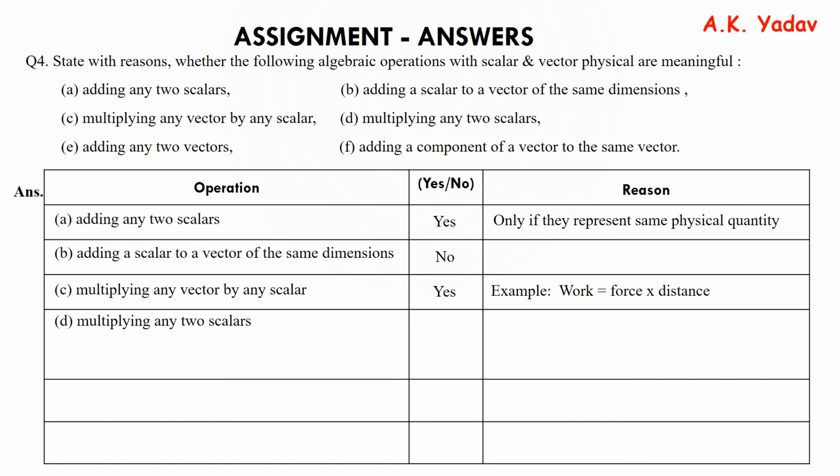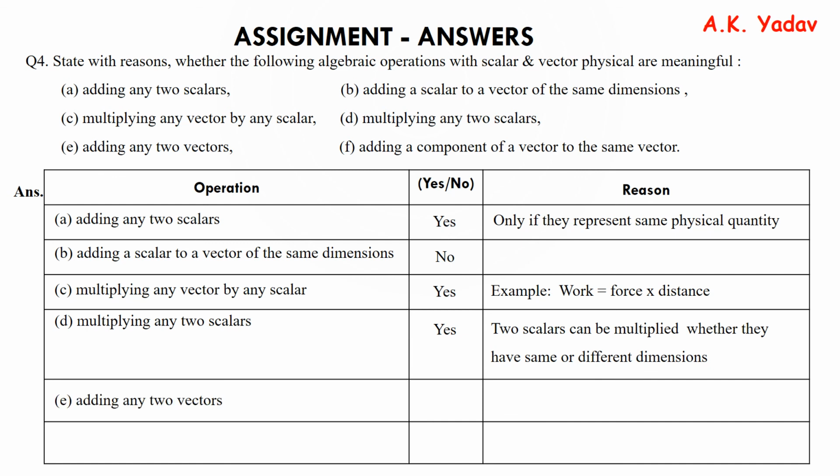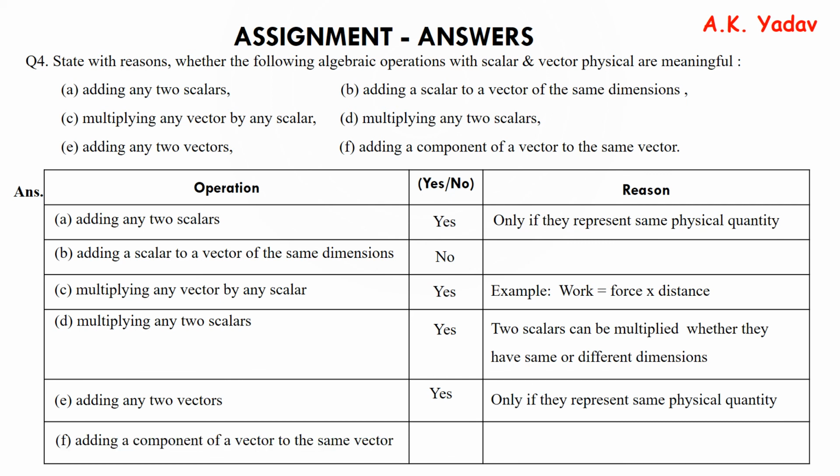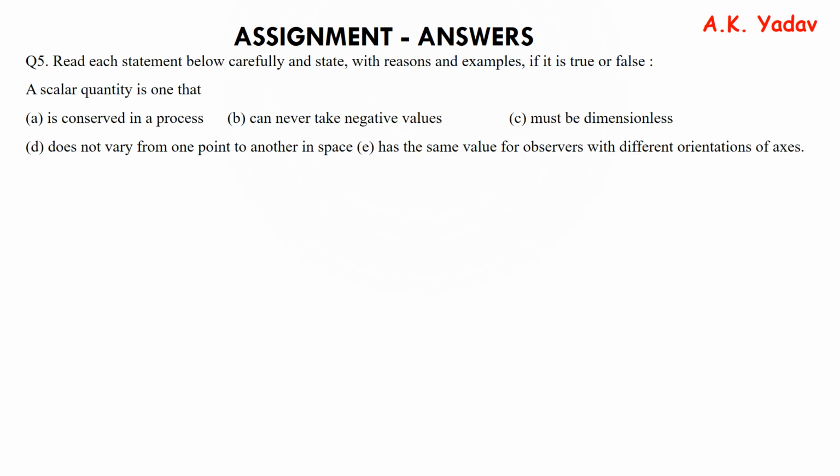Multiplying any two scalars, yes, it is meaningful. Two scalars can be multiplied whether they have same or different dimensions. Adding any two vectors, yes, only if they represent the same physical quantity, otherwise no. Adding a component of a vector to the same vector, yes, if both have the same dimensions. Let us do the last question.